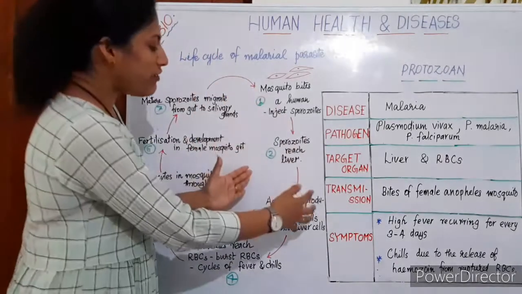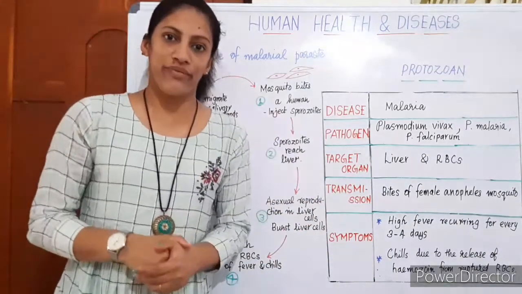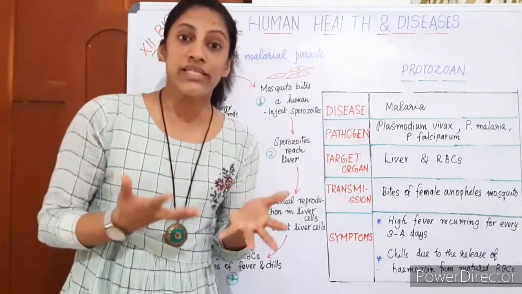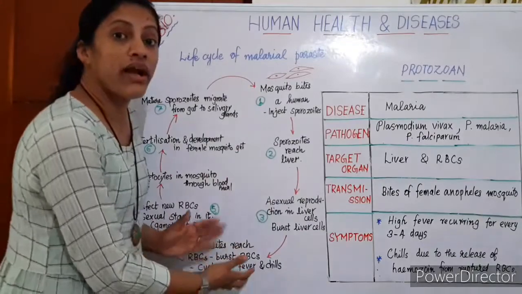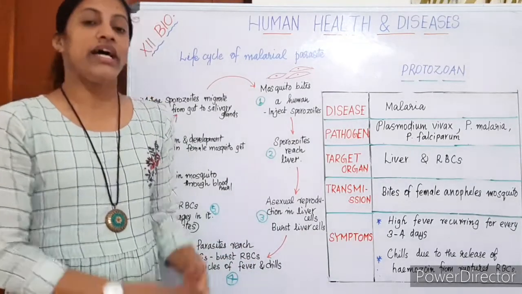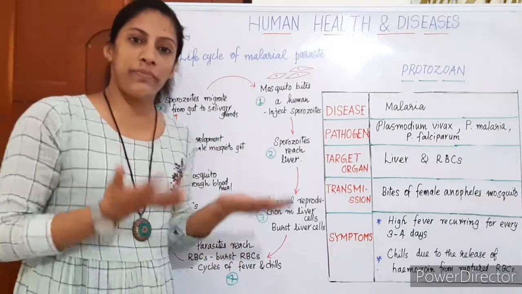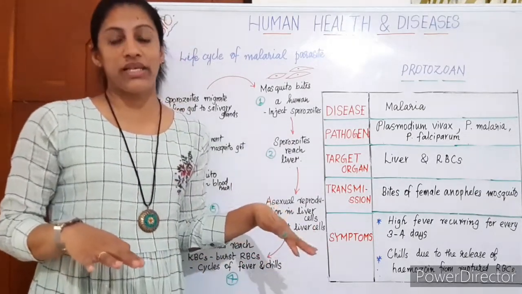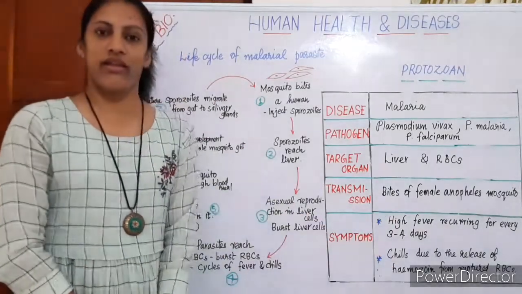So when it multiplies, it is causing the bursting of the liver cells, destroying the liver cells. Its next target organ will be blood, and it is attacking RBCs. The next target, RBC cells, it also gets multiplied by asexual reproduction and is causing the rupture of RBCs, and this releases what? The hemozoin chemical.